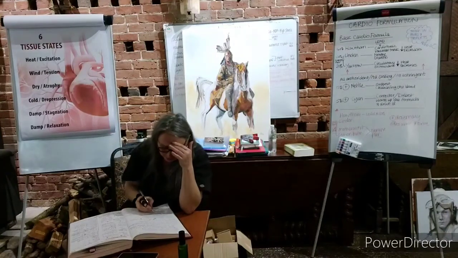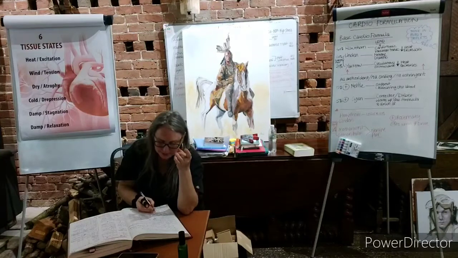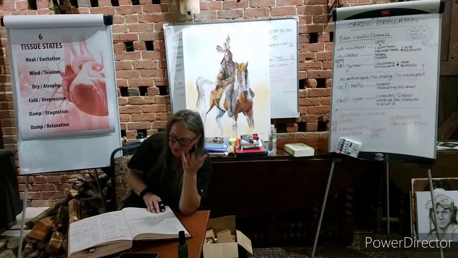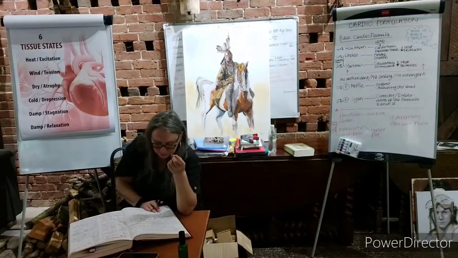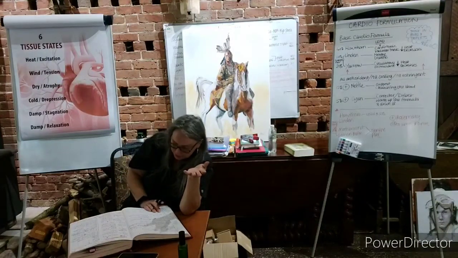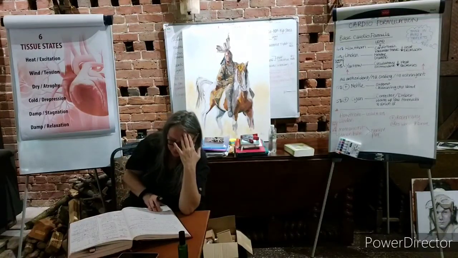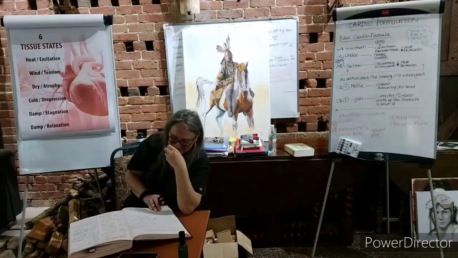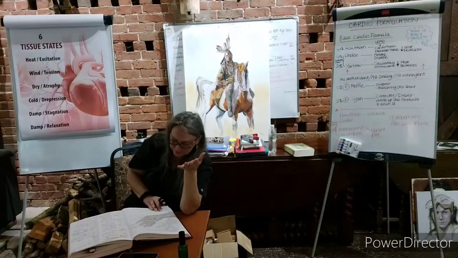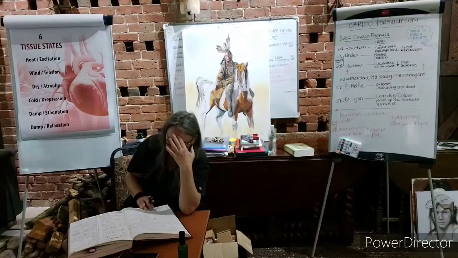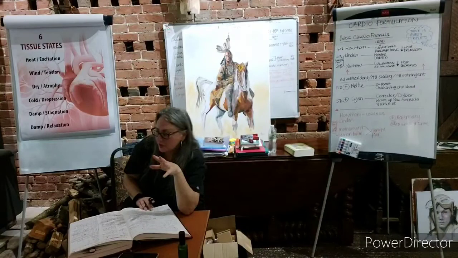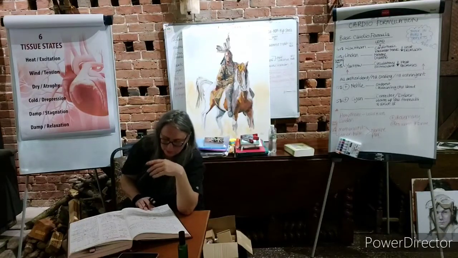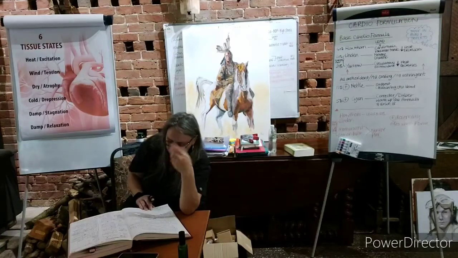So I just want to run through that one again, just so that we've got it. So what we want to do with the damp stagnation is we want to drain the dampness. We want to open the channels of elimination. We want to clear the blood. We want to circulate the blood. We want to clear the liver. Improve digestion, that's really important because that's how it all started in the first place. Then we want to set about building that blood, building the strength of the blood, the quality of the blood.